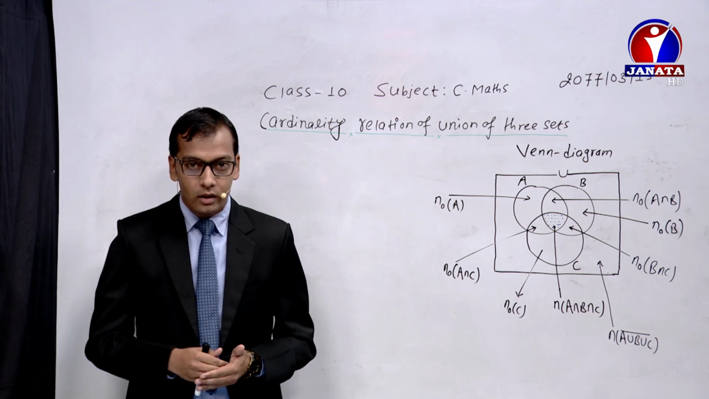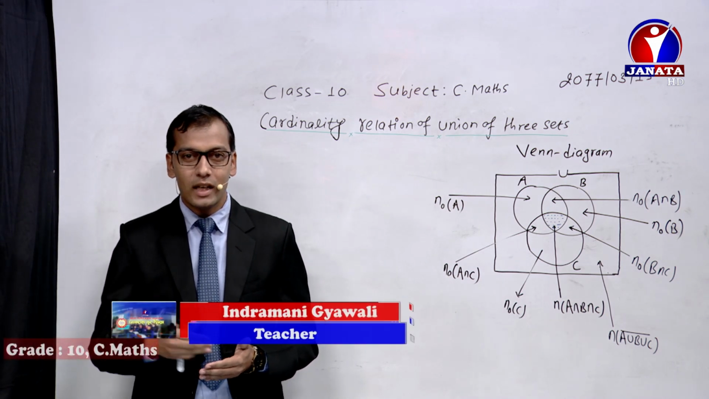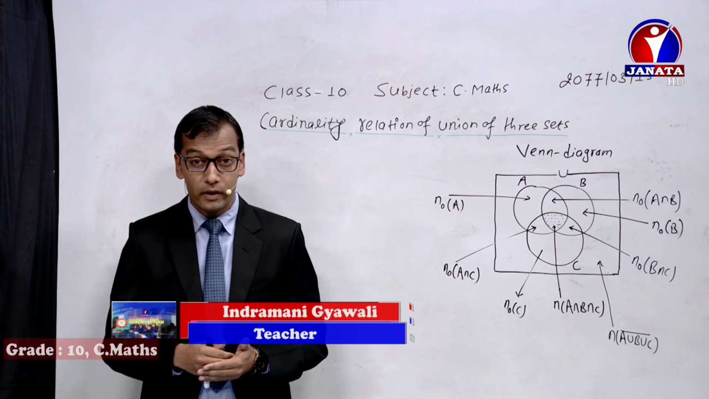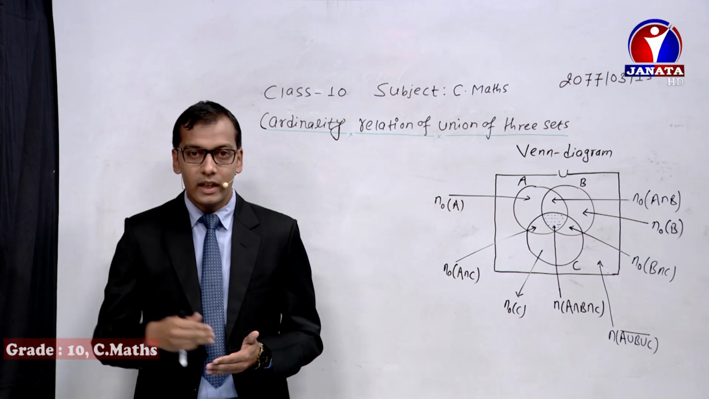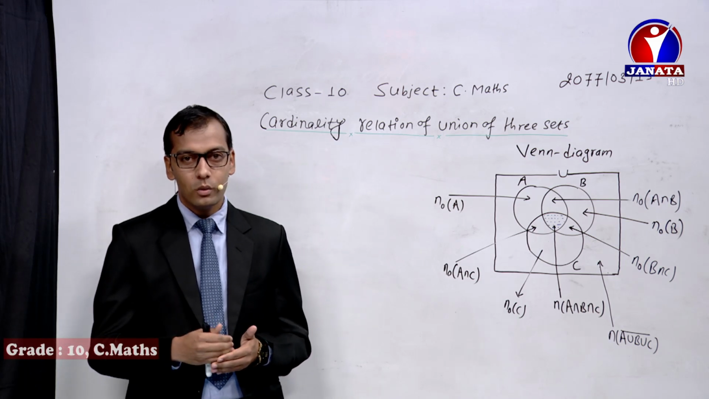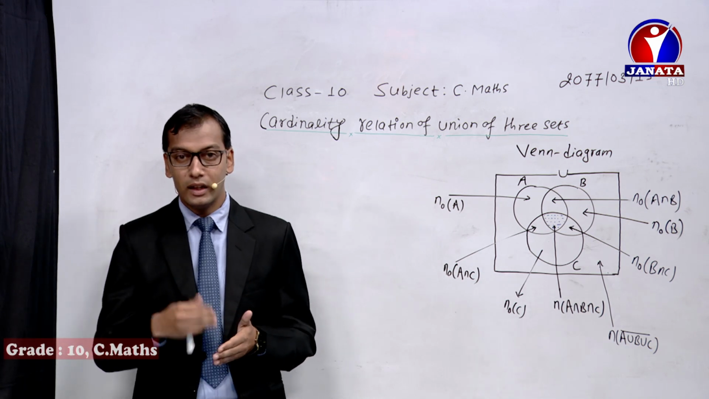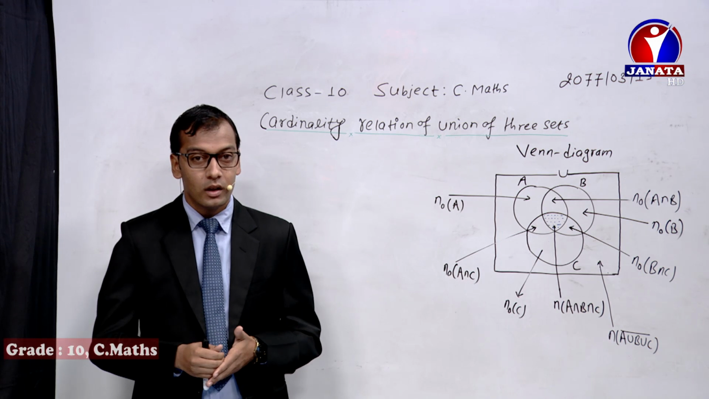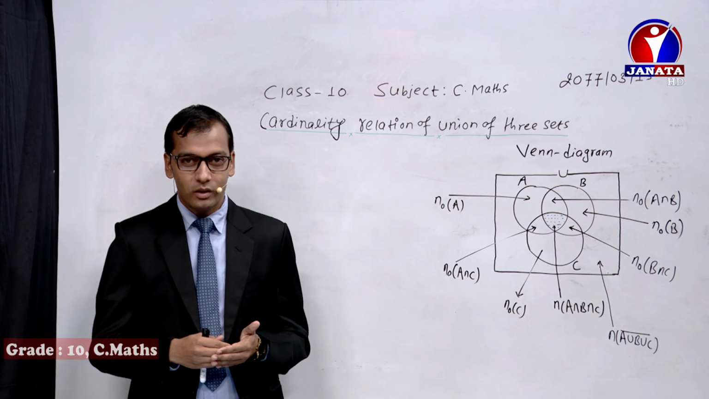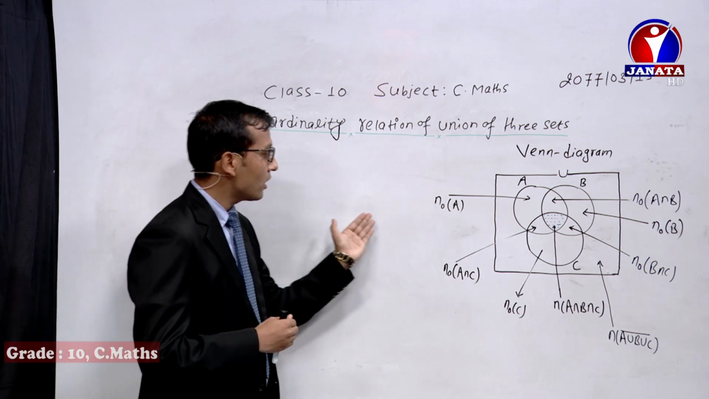So today, let me recall the previous class. In the previous class, I discussed the cardinality relation of the union of three different sets, and before that, we discussed some word problems based on two subsets, and we practiced some examples of different types, and then we moved into the next topic, the cardinality relation of the union of three sets. So let me recall the previous class, which is based on the cardinality relation of the union of three sets.